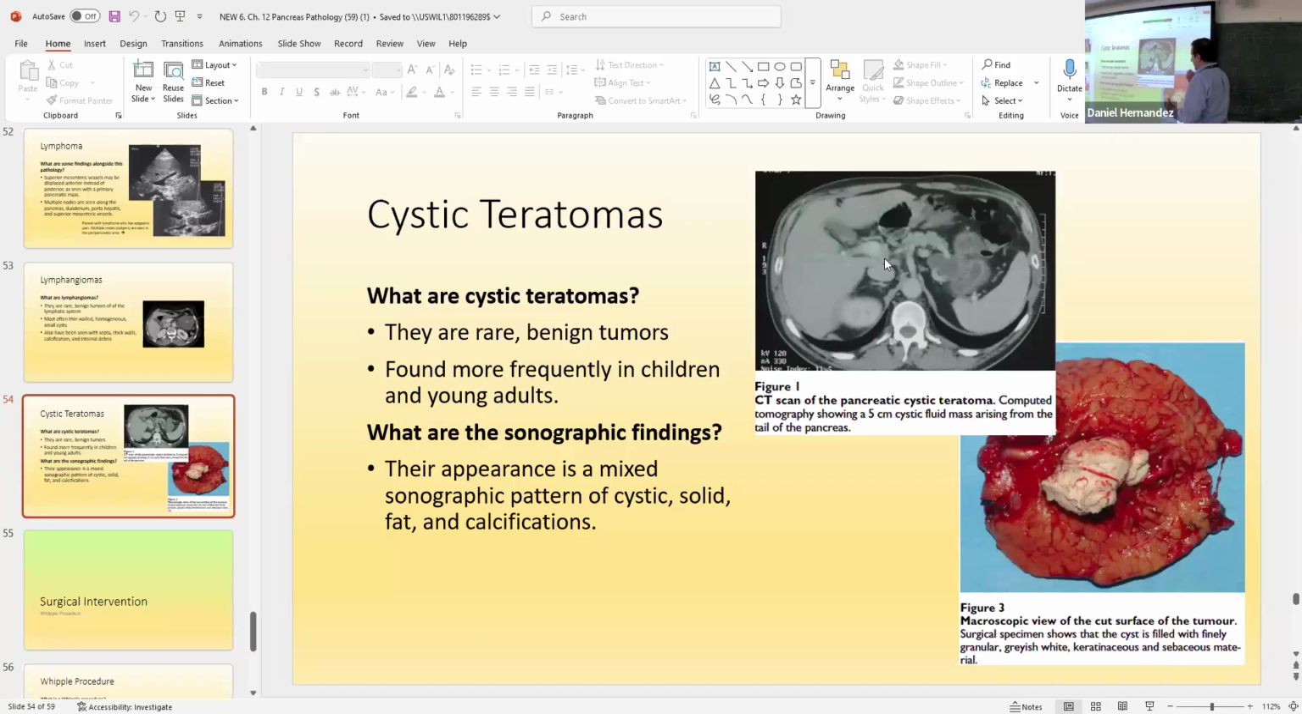So they're very heterogeneous in appearance. They often contain things that are calcified within it. They could have solid and fat components to it, so they're very complex.